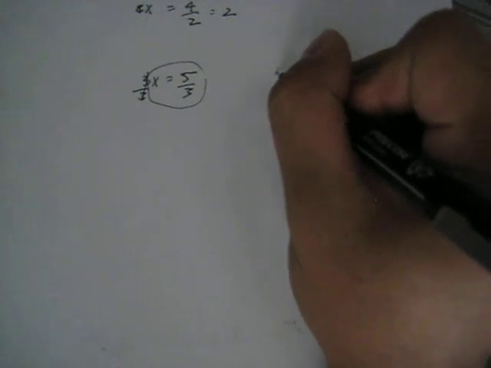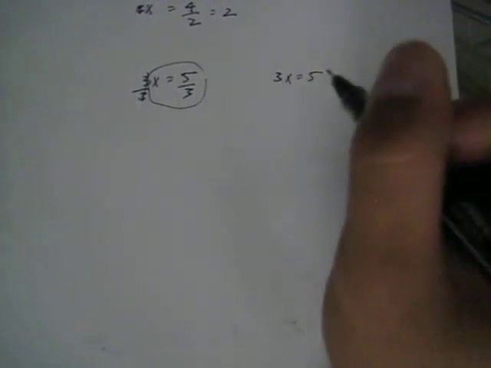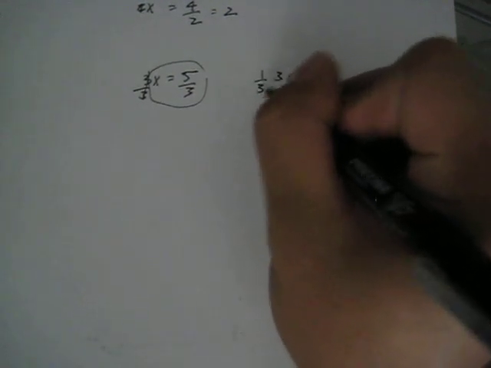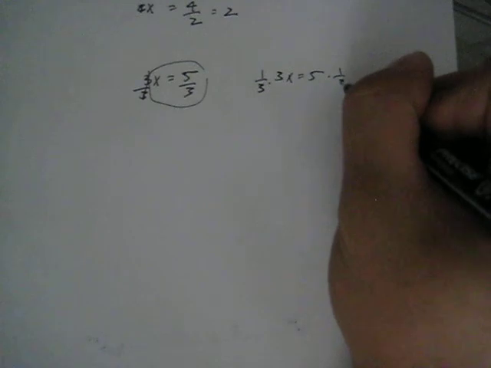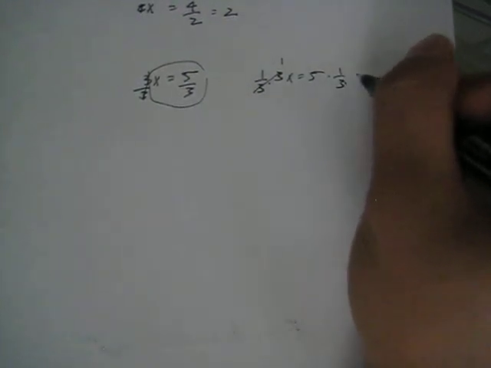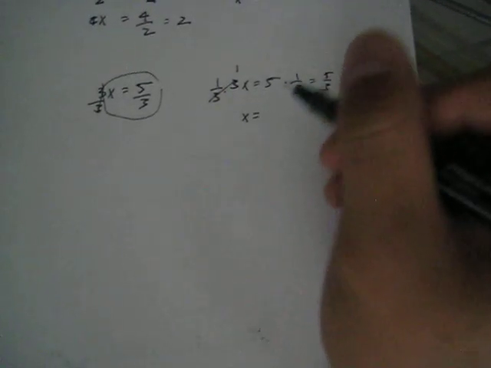Or you can also multiply by the fraction. So if you have 3x equals 5, you would multiply both sides by 1/3, and then 3 divided by 3 is 1, 5 divided by 3 is 5/3, and you're left with x equals 5/3.